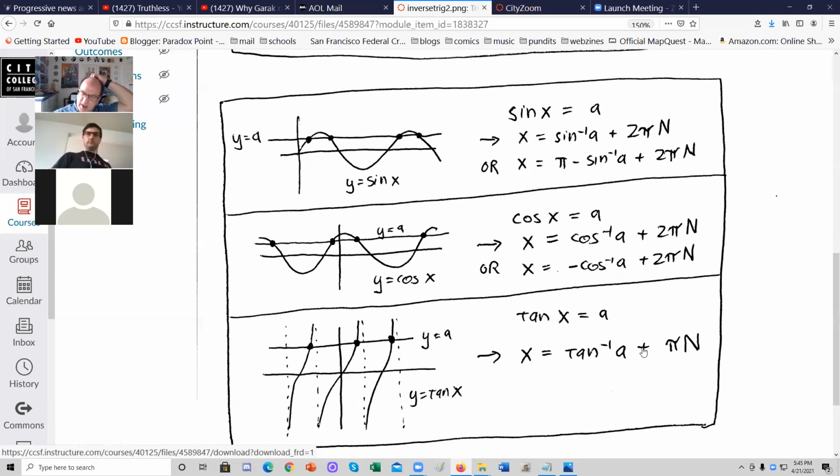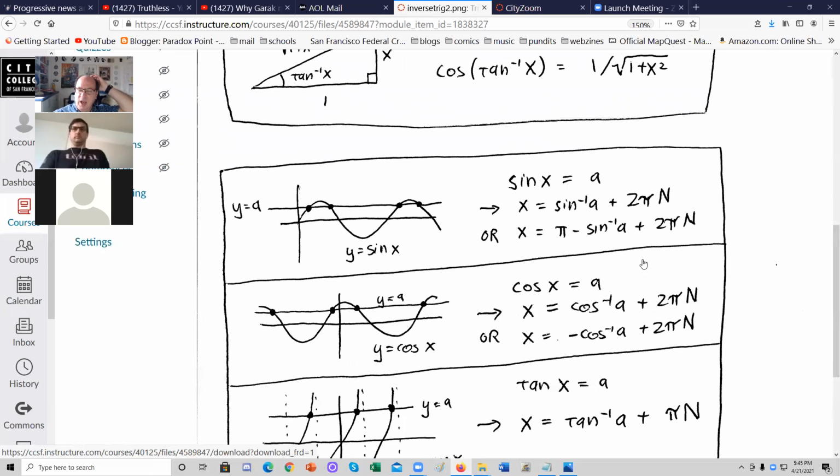Now here's the thing about how to solve trig equations. Sine of x equals a, for what x? All right, well, there's this value here, which is arc sine a. Then you can go up 2 pi n, 4 pi n, 6 pi n, minus 2 pi n, and so on. So there's a family of solutions: arc sine of a plus 2 pi n.